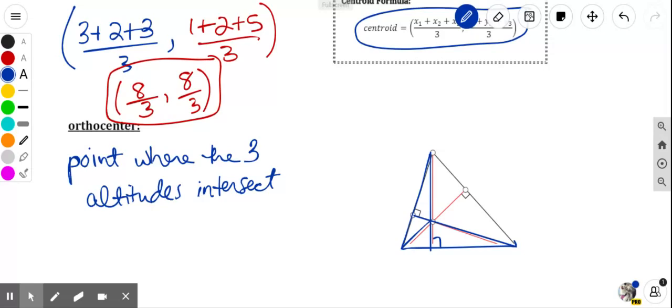So that's it. Those are the points of concurrency. We have the circumcenter, which is where the perpendicular bisectors intersect and it's equidistant to the vertices. We have an incenter. That's where the angle bisectors intersect and it's equidistant to the sides. We have a centroid. That's where the medians intersect and it's 2/3 of the distance from the vertex to the midpoint. And then we have an orthocenter, which is where the altitudes intersect. And there's nothing really to say about an orthocenter, just what it is.